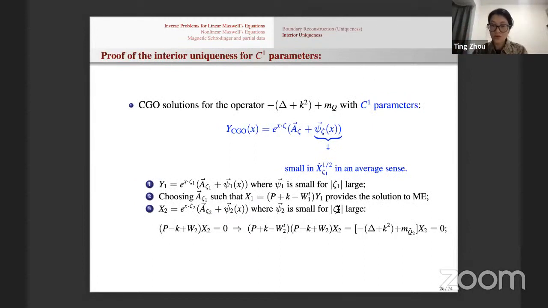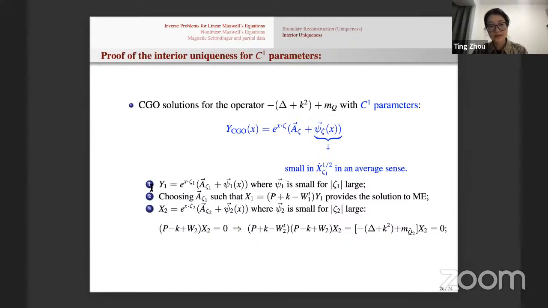I guess I still owe you this a little bit technical part for constructing CGO solutions for Maxwell's equations. As I mentioned, you construct CGO solutions for the Schrodinger operator, that is Y, taking this format. That A here, I call it amplitude, but it's really playing the role of 1 in the CGO solution for the conductivity equation in the Calderon problem. So the precise theta is small in the Bergen type space in an average sense.